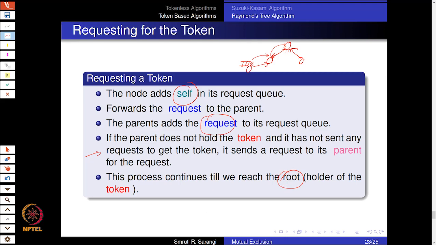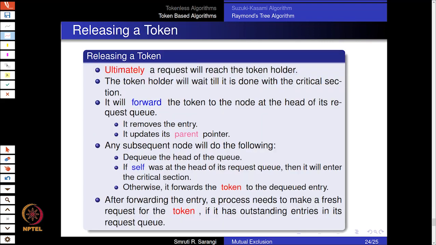So the idea is very simple. I want to get the token. I insert a request into my FIFO queue. Alright, so far so good. Subsequently, I send a request to my parent. Then my parent sees whether it has sent any request on behalf of any other child of its or not. If not, then it sends a request to its parent. Its parent again inserts the request in its own FIFO queue and again sends a request to its parent. It does the same. Ultimately, we reach the token holder, which is the root.